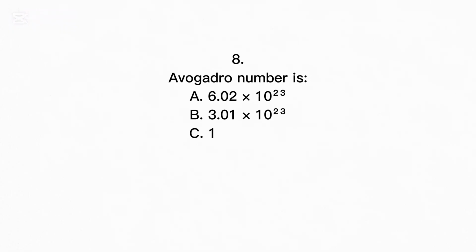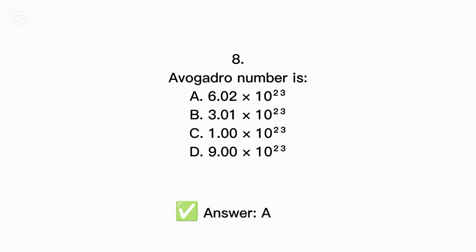Avogadro number is A. 6.02 times 10 raised to power 23, B. 3.01 times 10 raised to power 23, C. 1.00 times 10 raised to power 23, D. 9.00 times 10 raised to power 23. Now, this question, some people will get confused and they will fail this question. But let me remind you, Avogadro number is always 6.02 times 10 raised to power 23. So here the correct answer is A.